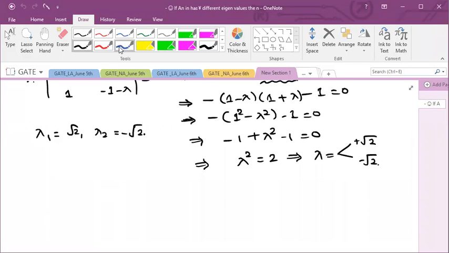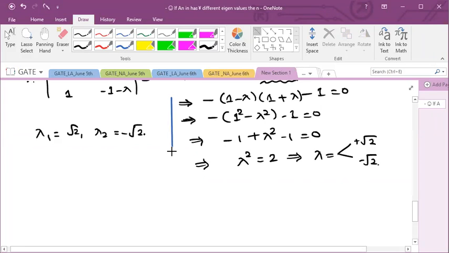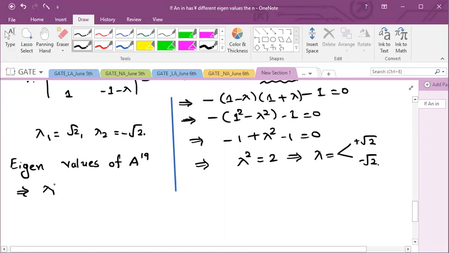So this is your A, right? Eigenvalues of A, right? Now A to the power 19. So eigenvalues of A to the power 19. From the property, this will be lambda 1 to the power 19 and lambda 2 to the power 19, isn't it? So lambda 1 to the power 19 is root 2 to the power 19, and then minus root 2 to the power 19.